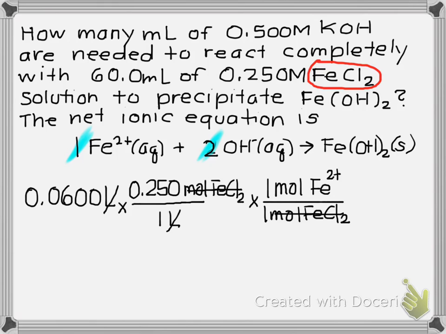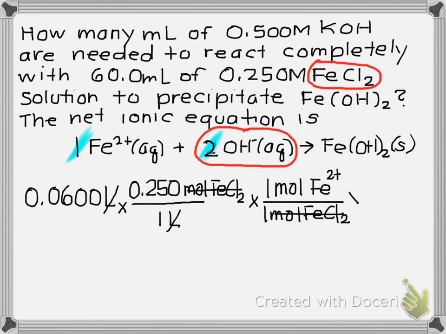If I stop right at this moment, I have moles of iron 2 plus. Look, I've canceled out liters, and I've canceled out moles of iron 2 chloride, and now I have moles of iron 2. So if you're going step by step and you wrote an answer here, your units would be moles of iron 2. Now I'm working my way, because remember the question wants to know moles of potassium hydroxide. Well, now I can use the net ionic equation to connect the moles of iron to moles of hydroxide.